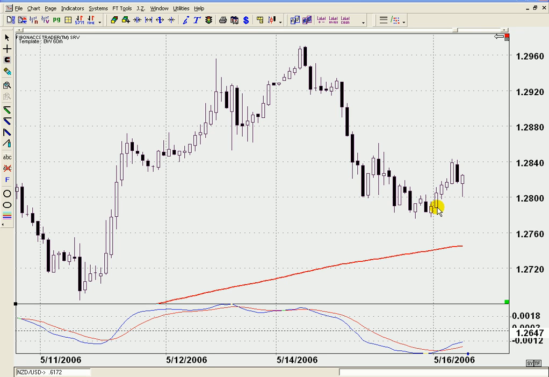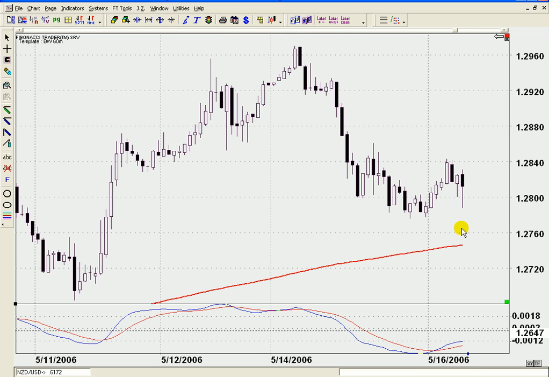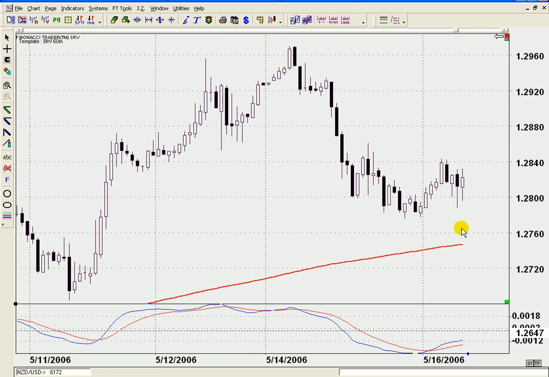And here we see price has rallied, a railroad track, and it has fallen. And let's just move forward from this point here. Price consolidating.